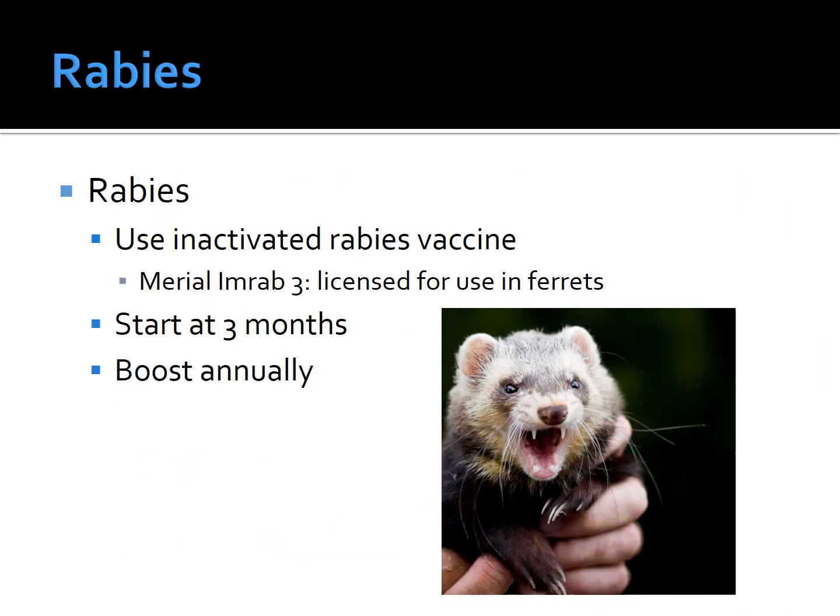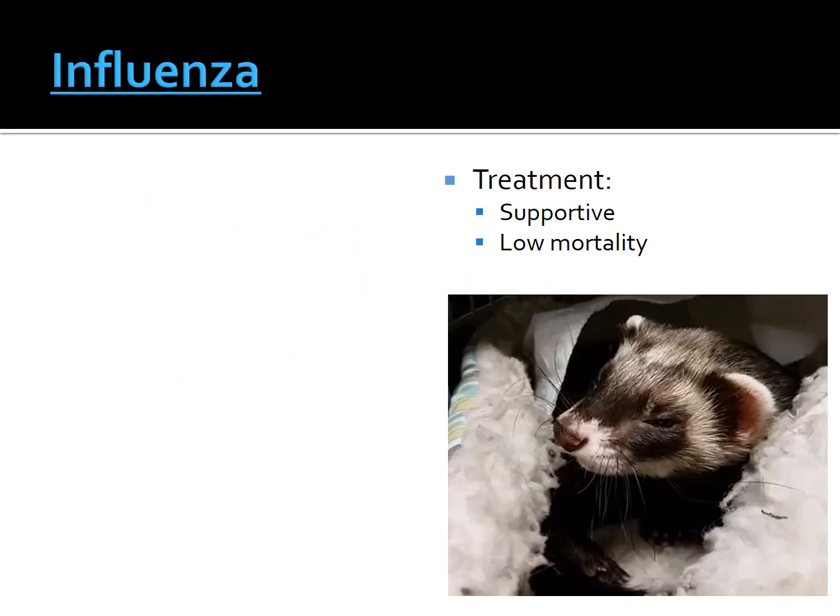Rabies, I have not seen an Oregon ferret reported for rabies, and I'm glad for that. We should be using an inactivated rabies vaccine that is licensed for use in ferrets starting at 3 months of age and then boosting annually. Influenza is a really interesting one because we get it, therefore they can get it.